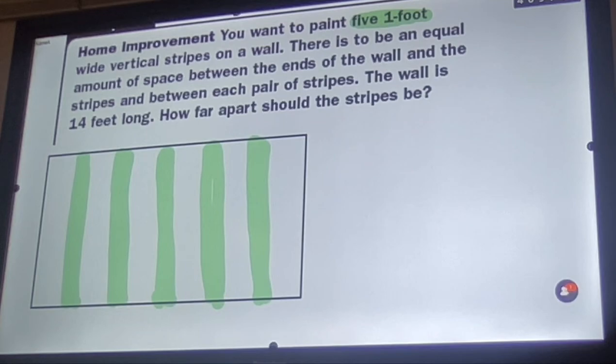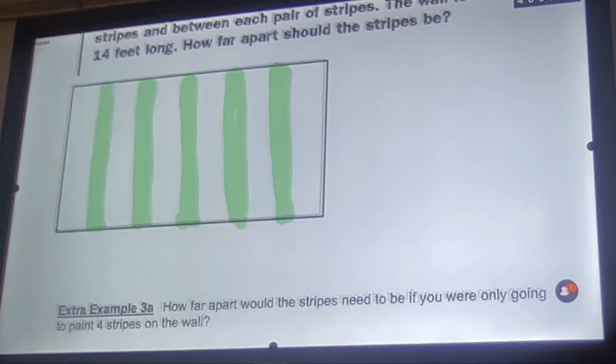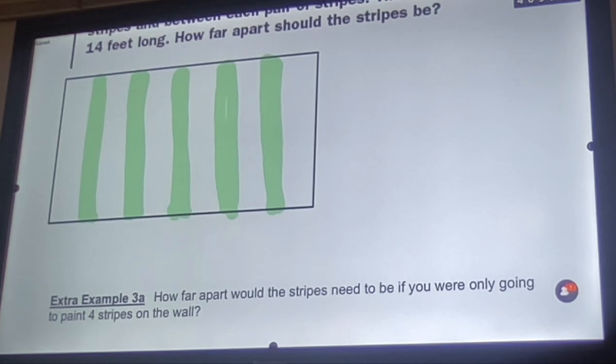And the wall is 14 feet long. I'm going to label my wall as 14 feet so that I know that that entire wall is 14 feet, which is a decent sized wall. This is definitely bigger in here. Each one of those squares represents a foot. So this is more than 14 feet, but still 14 is pretty good.